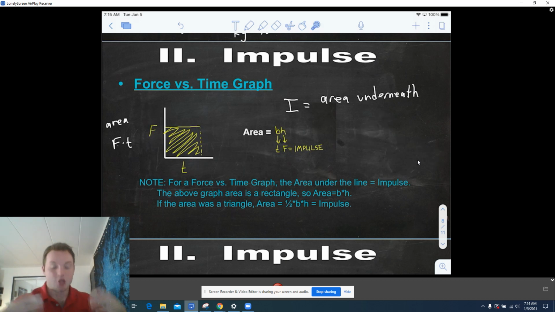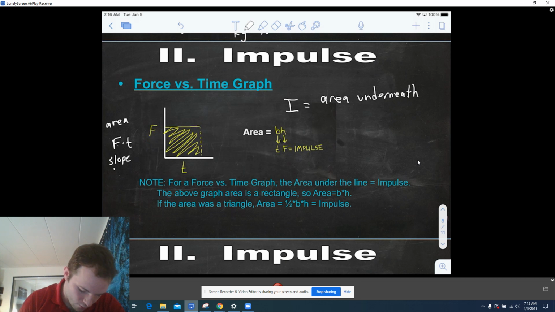So that's a concept where if you want to go into science in college, knowing that if you take the area underneath, it's the same as multiplying the axes. Pretty much, it's just like an integral, and you don't need to know this for impulse. If I was to find the slope, that would be like dividing the two. So area would be F times t, slope would be F over t. You don't need to worry about that right now.